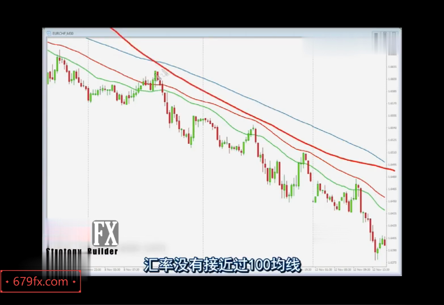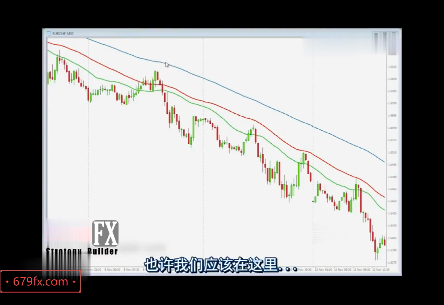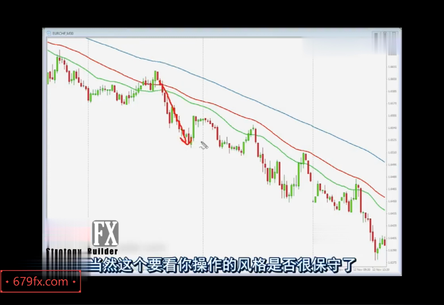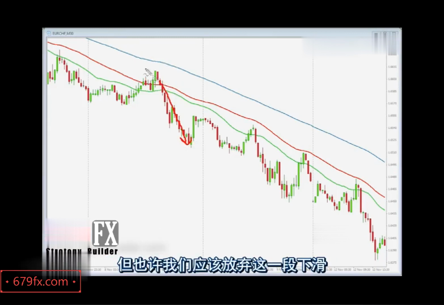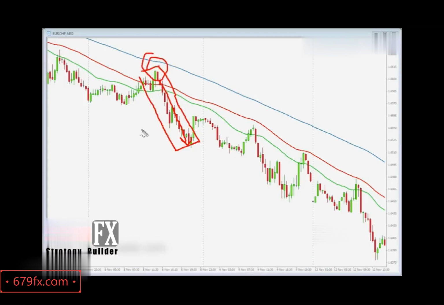Price nowhere near the 100. It came close to the 100 there. You know, this was a moment of I'm not very sure. Perhaps at this swing down, once again, it depends how conservative you are, but perhaps we would have been better off letting this swing go and not trying to search for an entry there, just because price got very near to the 100.